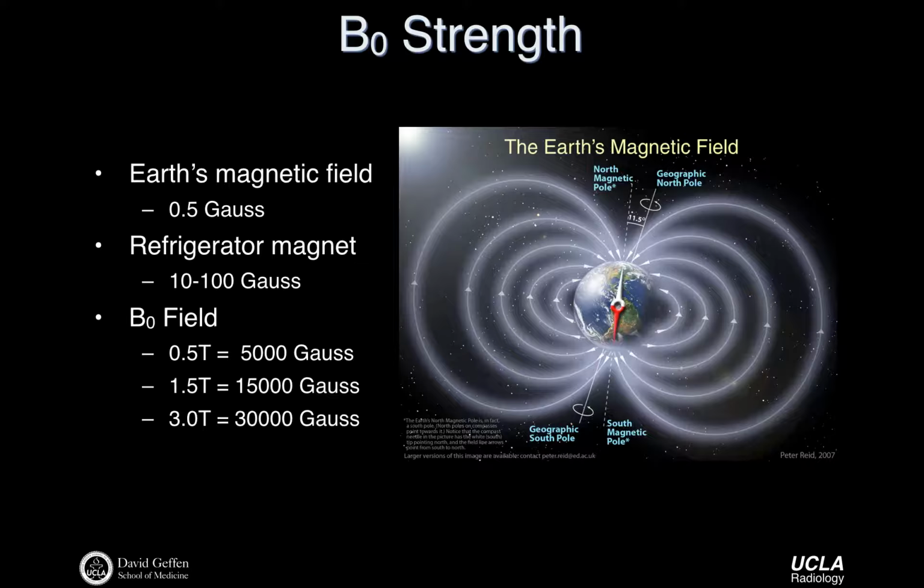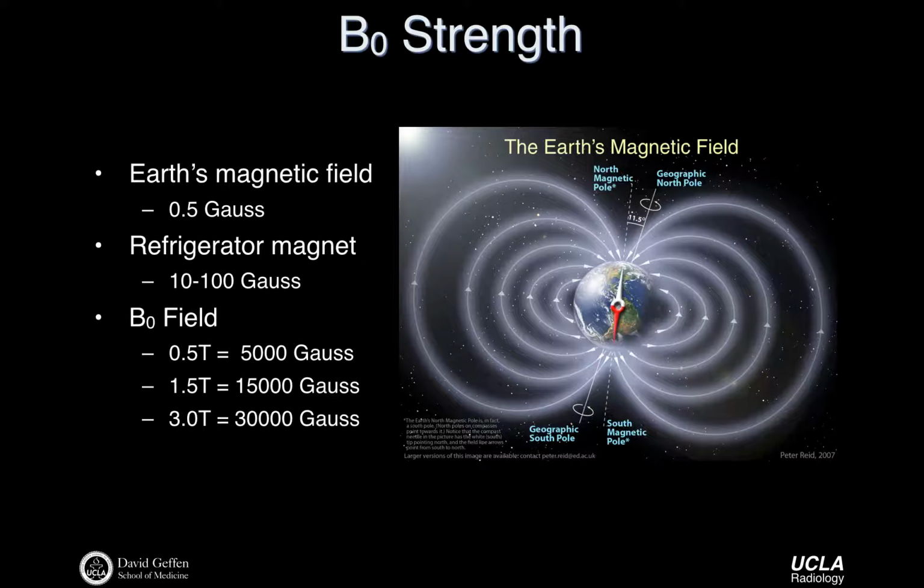B0 field strength, it's interesting to think about what it means. I keep saying 1.5 Tesla, 3 Tesla. You may or may not have any concept of really how strong of a magnet that actually is. One reference that gets thrown out is the Earth's field is about 0.5 gauss. It's useful for my compass, but I don't really have a good sense for that. A better reference in my mind is a refrigerator magnet, and that's about 10 to 100 gauss. So just your classic magnet that you used to stick to fridges before they were all stainless steel.